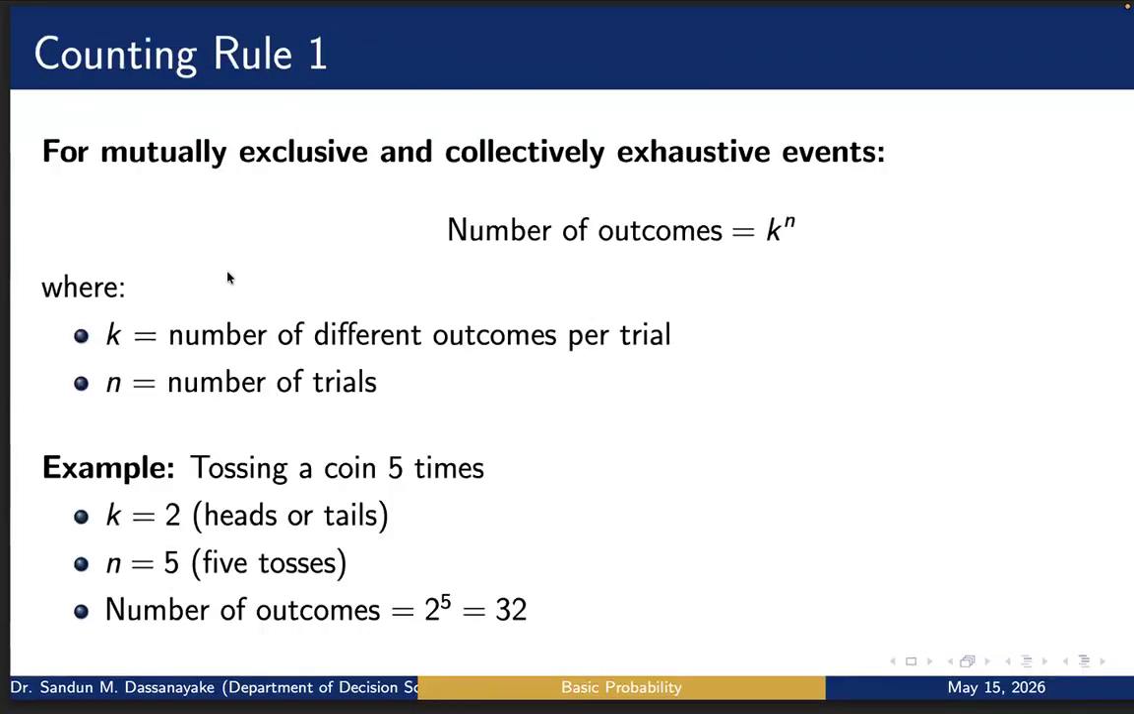Counting. Counting is something that you have to understand when you are doing research. Counting means, let's say you have some possible outcomes. Say you are coming to the university. So I'll explain this in simple words. For mutually exclusive and collectively exhaustive events, the number of outcomes would be k to the power n. I'll explain what it is.